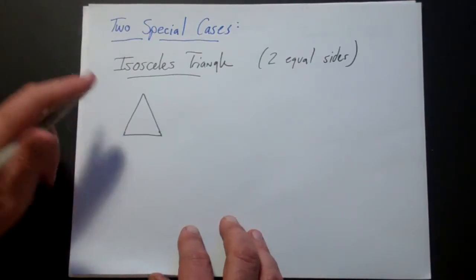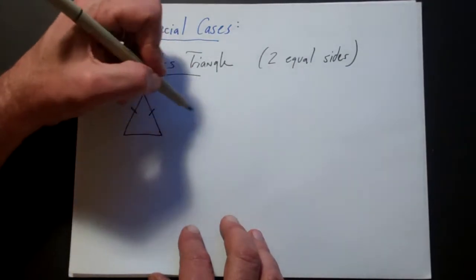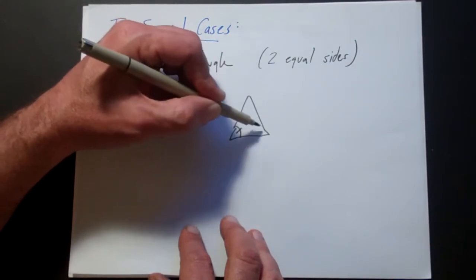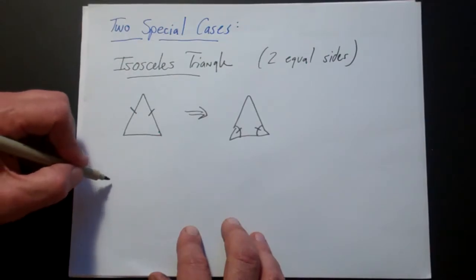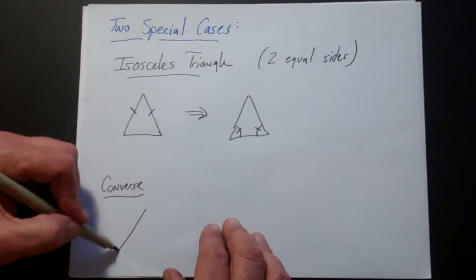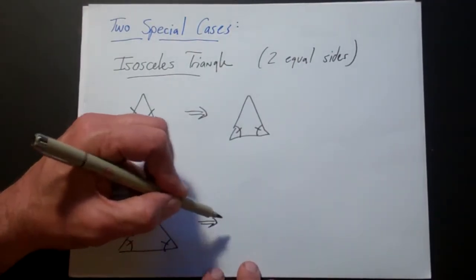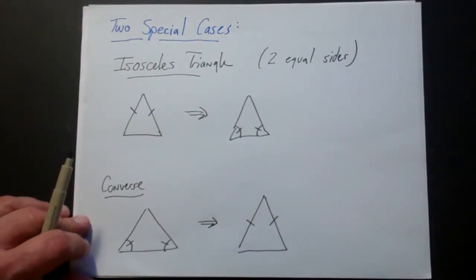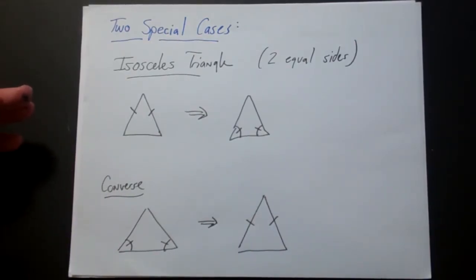The isosceles triangle theorem says simply that if you have a triangle with two equal sides, then the angles opposite will also be congruent. And the converse of that is also true. If you have a triangle with two equal angles, then the sides opposite must be equal. So the first special case is that of an isosceles triangle.